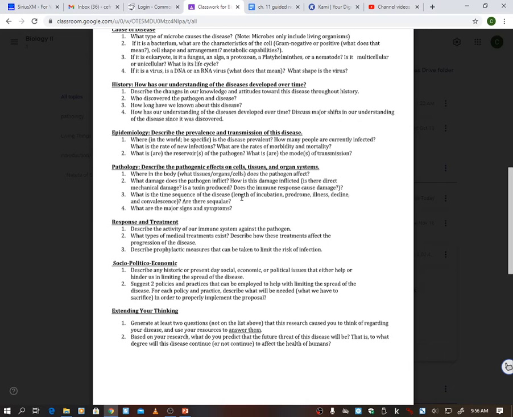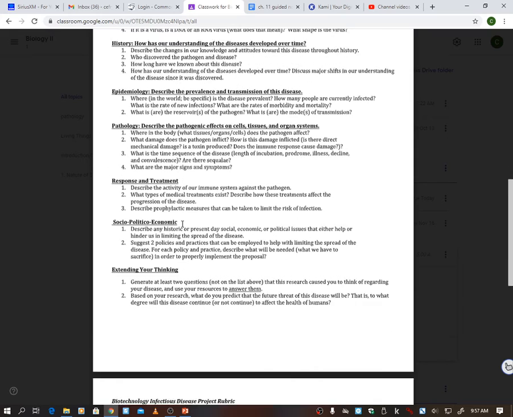What is the time sequence of the disease? So basically length of incubation, just like COVID. If you look at COVID, they have some timelines here. So that's what we're looking at for all the diseases. Like, what is the time frame? I had COVID. When did I possibly get that? I started showing symptoms on this day, but how far back could it have gone? Once I show symptoms, how long does it go? That's what we're looking at. And then what are the major signs and symptoms that you have this disease?